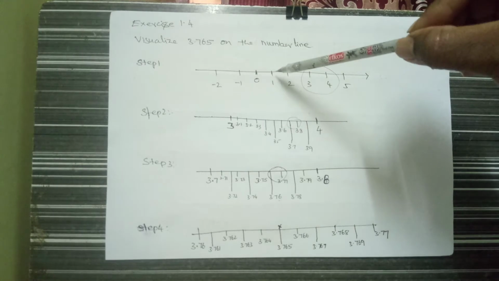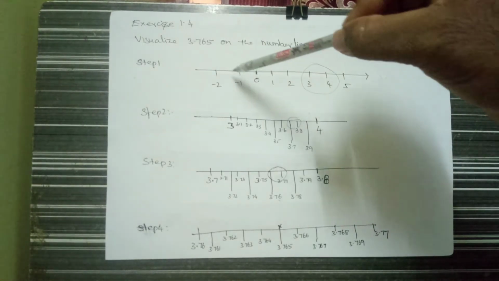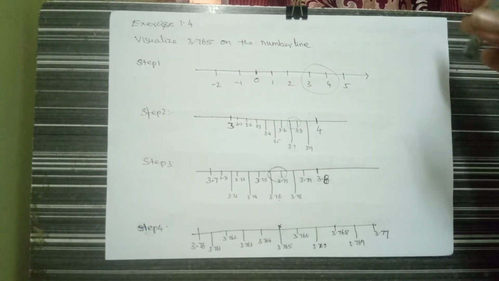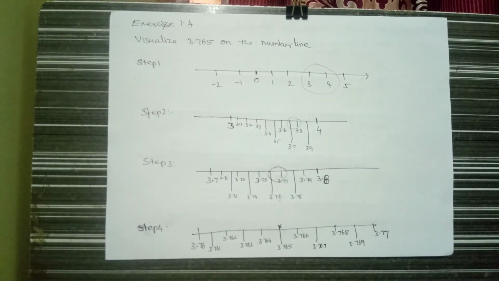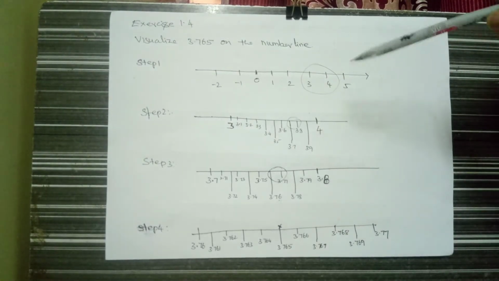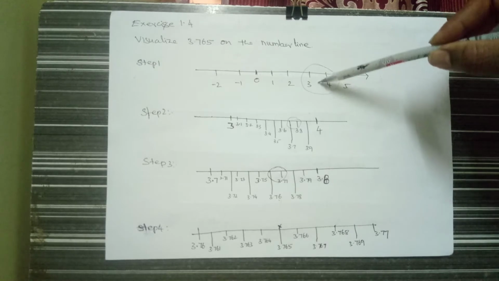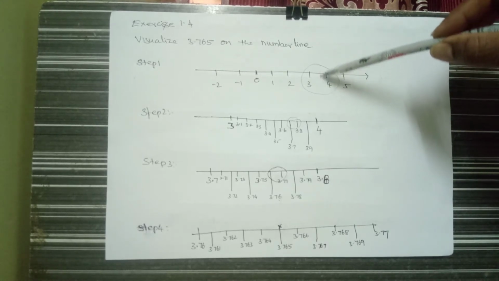So 0 1 2 3 4 5 6 7 and negative numbers are there. Just for a few numbers you have to add. Now 3.7, where can it be located? Here in between 3 and 4 there will be 3.7.